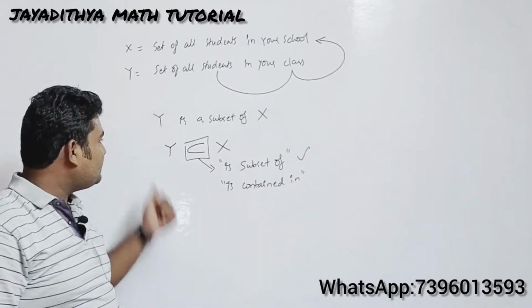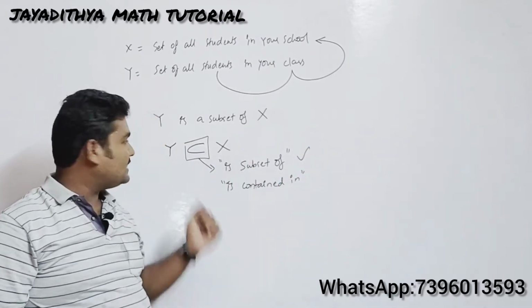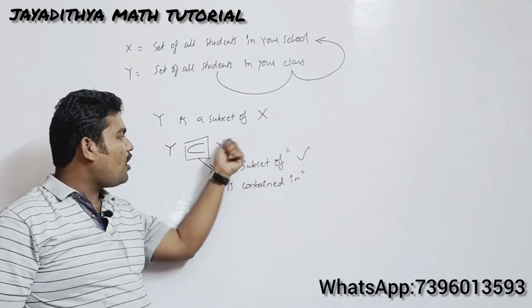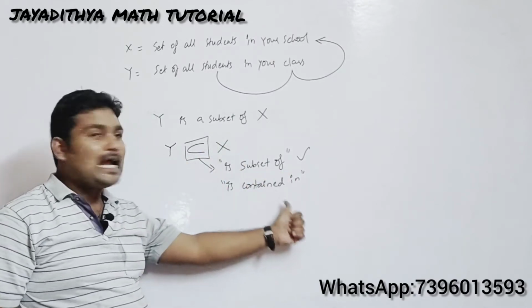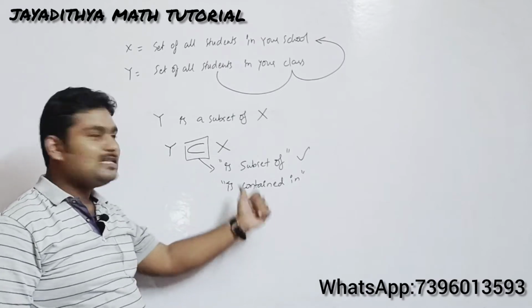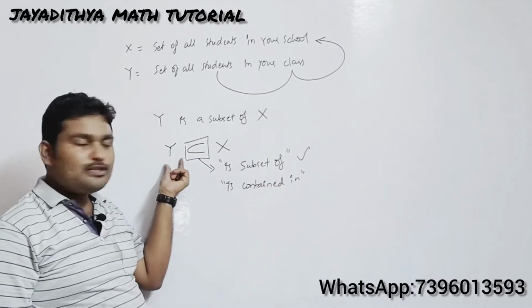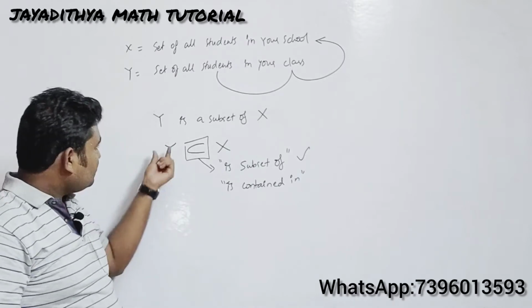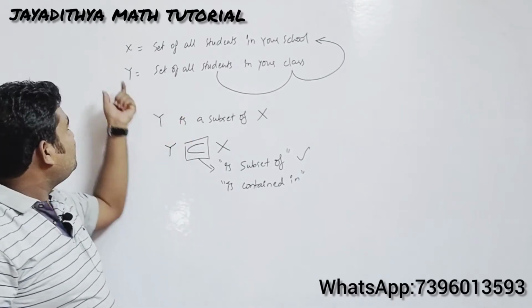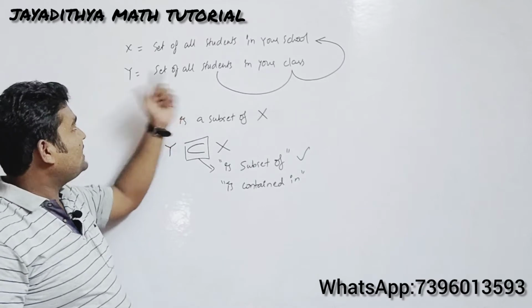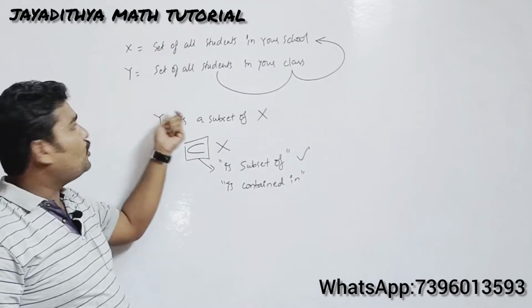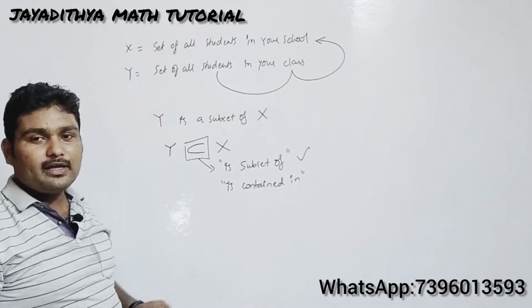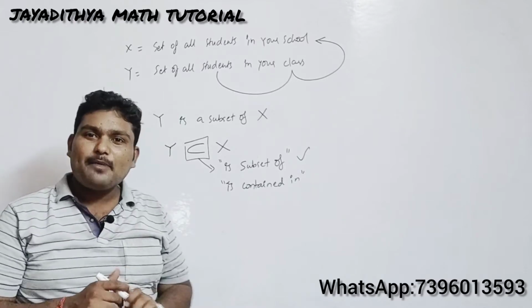So how to read this one? Y is a subset of X. Y is contained in X. That means all the elements of Y are present in X. Clear? So whenever the situation is like this, that means each and every element of a set is present in the other set, we can say that Y is a subset of X. So what can you say about the definition now?